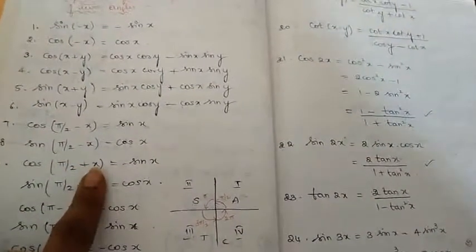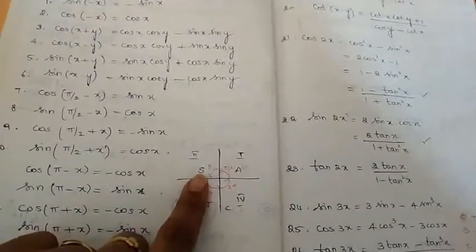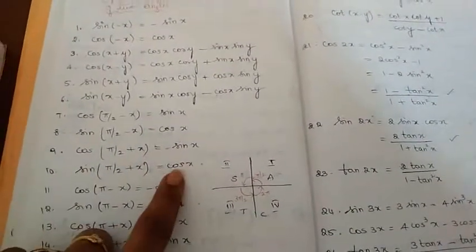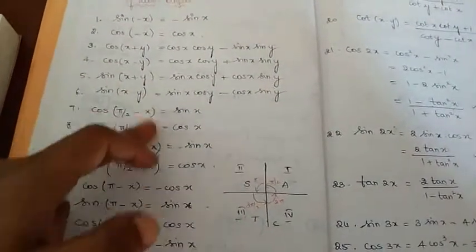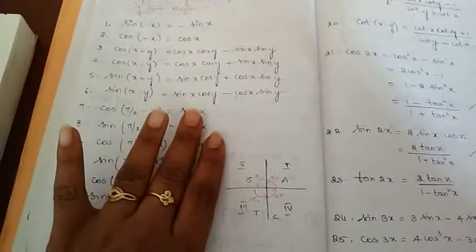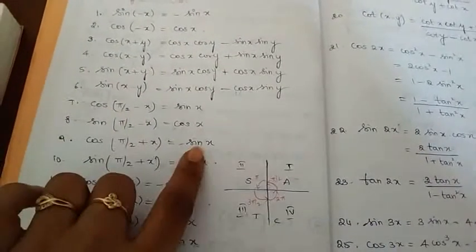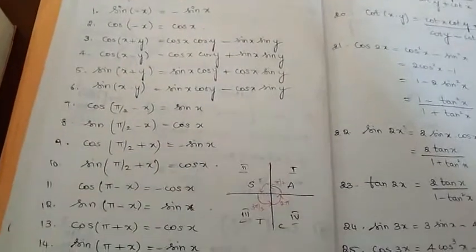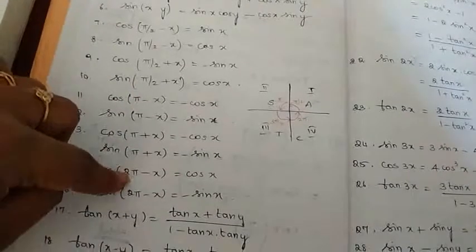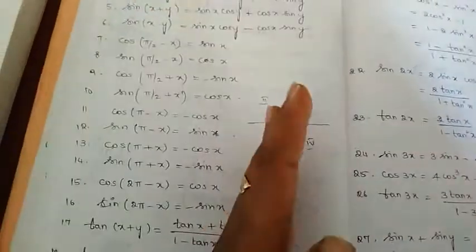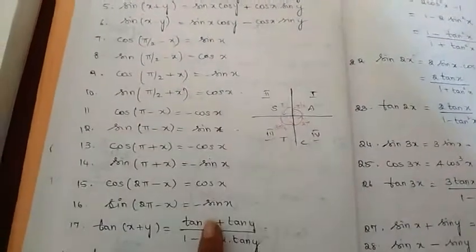When it comes to pi by 2 plus x, it moves to the second quadrant. In the second quadrant, sin and its reciprocal are positive. So cos has become negative. Sin has become positive, right? So you have to think and give your answers like this. When it comes to pi by 2 plus or minus theta, the trigonometric function will reverse. Cos will become sin, sin will become cos. The sign you have to think and give. When it comes to pi plus theta or 2 pi plus theta, we will get the same trigonometric ratio. Only the sign you have to think and give.